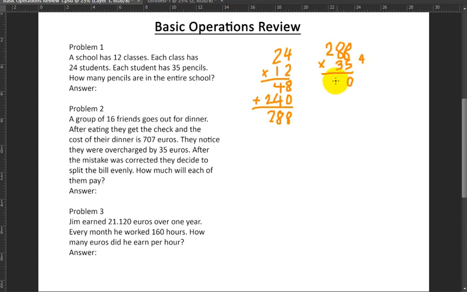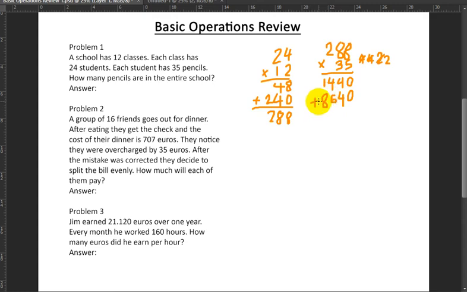5 times 8 again makes 40, plus 4 that I carried over makes 44. So I write 4, carry 4. 5 times 2 makes 10, plus 4 that I carried over makes 14. I write 0 beneath the ones, and I do 3 times 8 makes 24. So I write 4, I carry 2, sorry. Again, 3 times 8 makes 24, plus 2 that I carried over makes 26. 3 times 2 makes 6, plus 2 that I carried over makes 8.